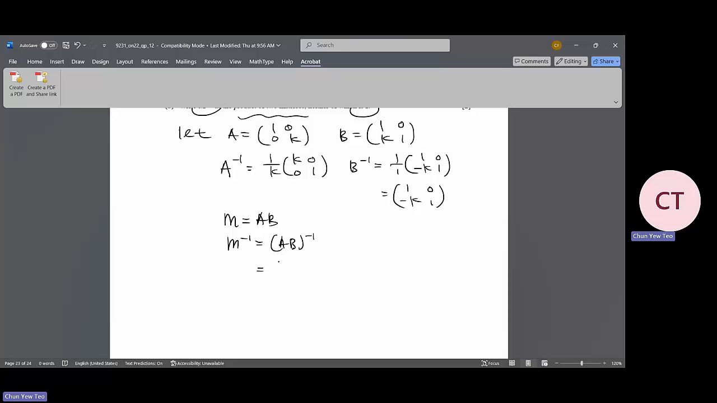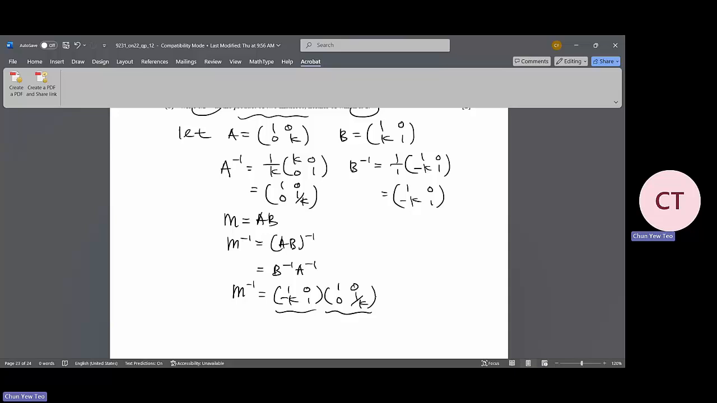The rule says that if you have an AB inverse, then it will be the B inverse multiplied by the A inverse. Okay. So we will no need to prove it. We just need to know that we have a rule like this. So over here, it will be the B inverse multiplied by the A inverse. Maybe we can multiply the K inside, make it like this. Okay, so this will be your M inverse. So you can see that M inverse can be written like this.